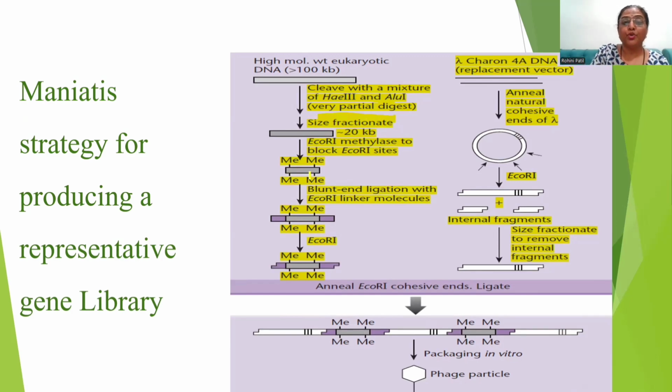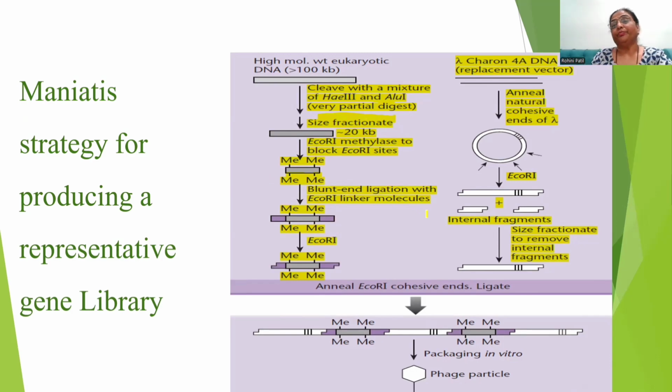Now here it has been shown that it is the 20 kb fragment, and this 20 kb fragment has been methylated. Now here, the HaeIII and the AluI, both of them are going to generate the ends, and those ends are called the blunt end. Okay, and now to this blunt end, there is a ligation of the EcoRI linkers.